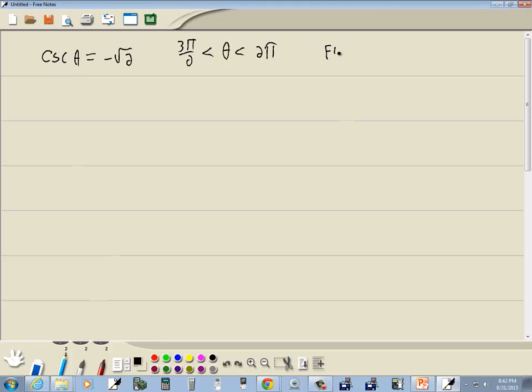And then we want to find cotangent. 3 pi over 2 to 2 pi. This is in radians. 3 pi over 2 is here, and 2 pi is here. So this is the quadrant we're dealing with.